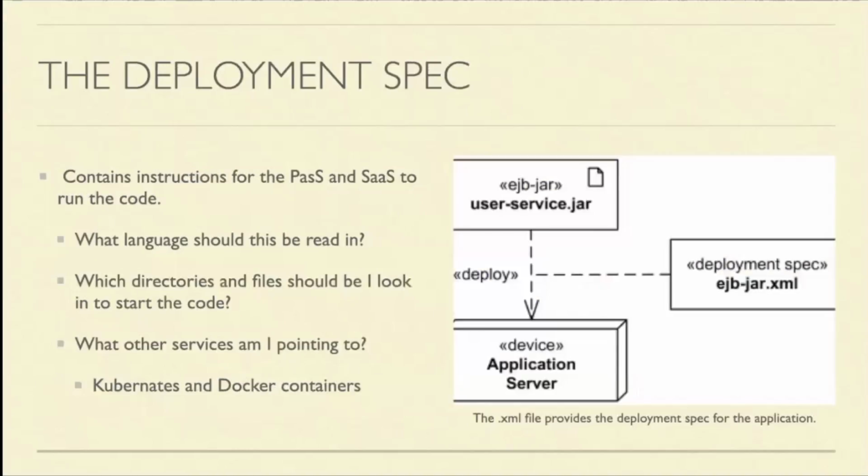The deployment spec, generally written by DevOps engineers, contains instructions for software deployment. It tells computers things like what language the code is written in, what directories and files are needed to open. That also can point out other necessary processes like, hey, make sure you're pointing to these other machines.